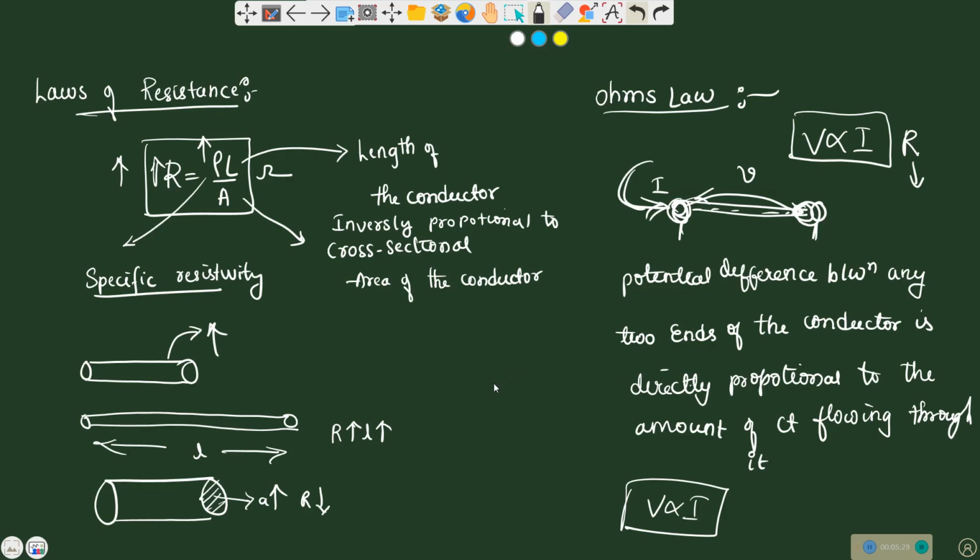There is a magic triangle you need to remember. If you want the current, I equals V by R. If you want the voltage, V equals I into R. If you want the resistance, it is V divided by I. You should remember this magic triangle, as it will help you solve problems.